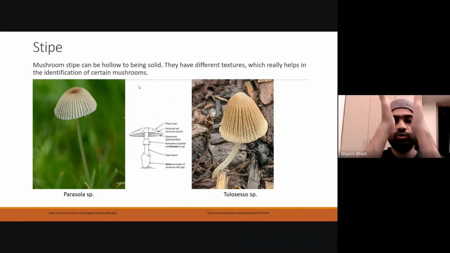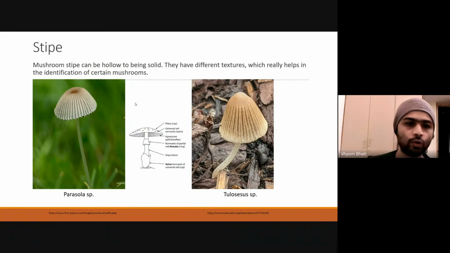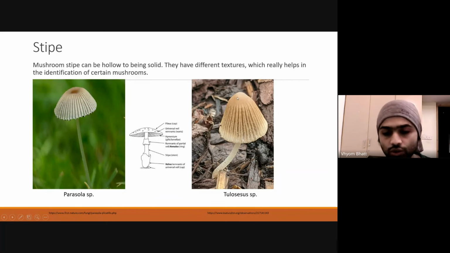So after gills, now we go to the stipe or the stem. The stipe or the stem is also ultra important. For example, this mushroom on the left is the Parasola, and this one is a Tulosesus. Now this Tulosesus has a brown cap. I understand a lot of Tulosesus have a similar color on the cap. One of the striking features between Tulosesus and Parasola is that Tulosesus will have hair-like projections on the stipe, whereas Parasola has a clean, clear stipe.